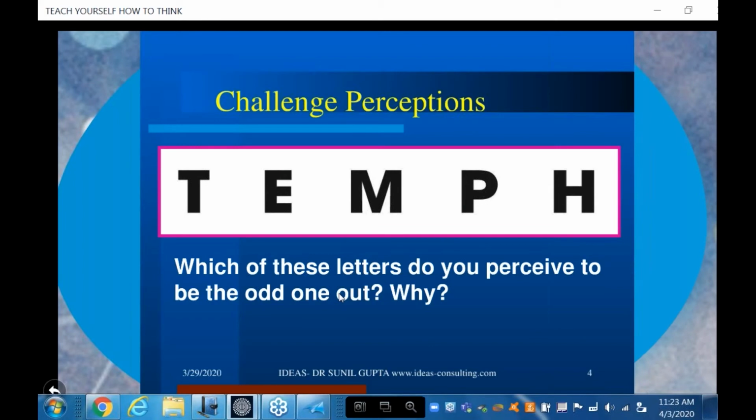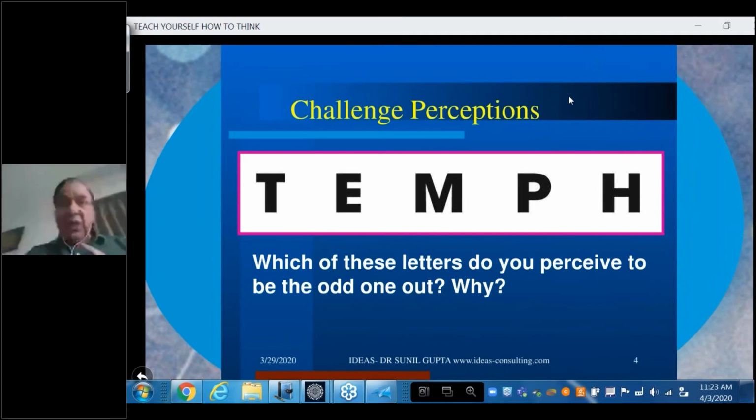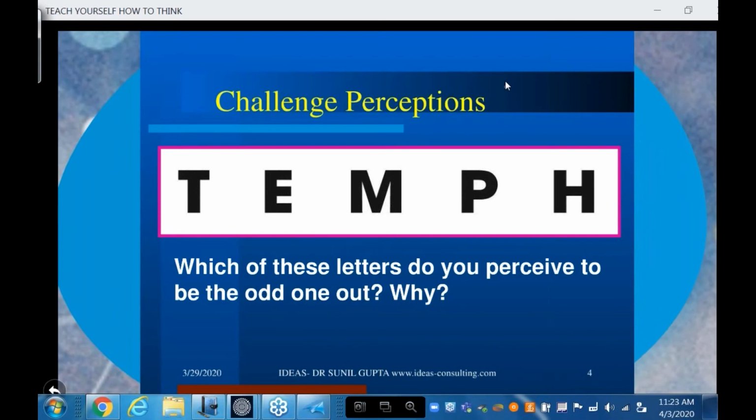Up on the screen, you can see 5 alphabets, TEMPH. Your task is, in the next minute, to write out the answer in your question column, that's where you'll fit in the answer. Which alphabet is the odd one out? Which alphabet is kind of peculiar? Which alphabet is not fitting into the schematic approach of those alphabets? Which alphabets are peculiar? Which alphabets are weird?